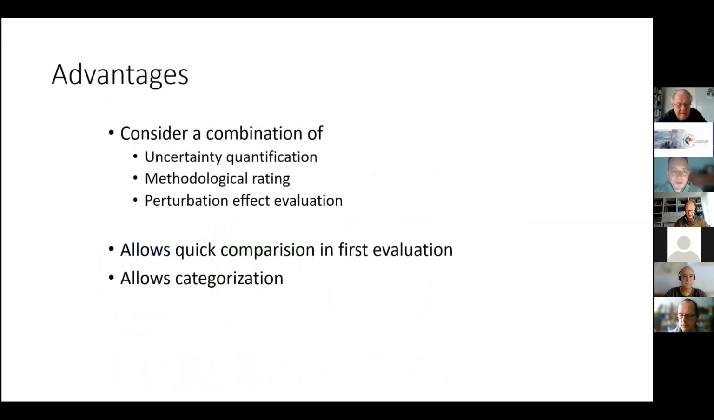We went through those different aspects, but the main advantage here is that we consider numerical uncertainties as well as a kind of methodological quality, and we include also the perturbation effects that we have discussed last time and the time before last time as highly relevant. And with this kind of score, it simply allows us to have a quick comparison in the first evaluation of different heat flow values at different locations.